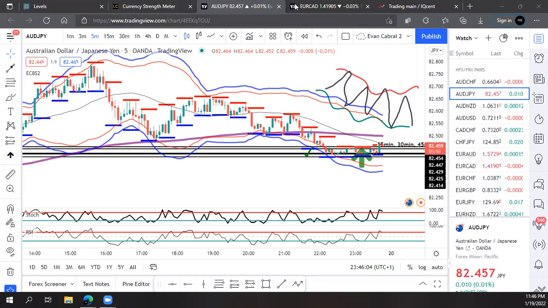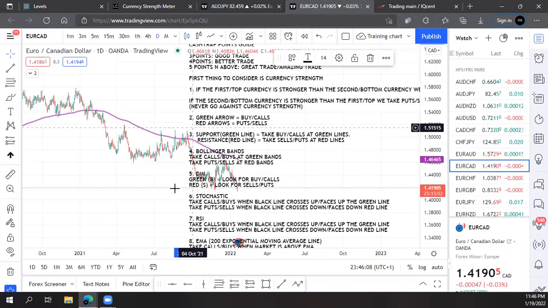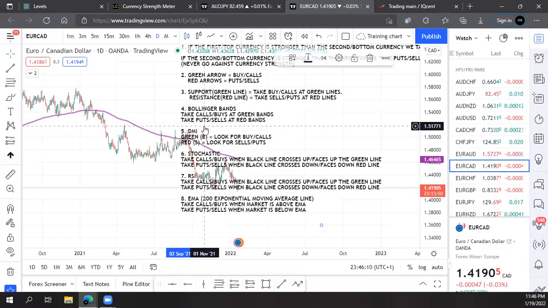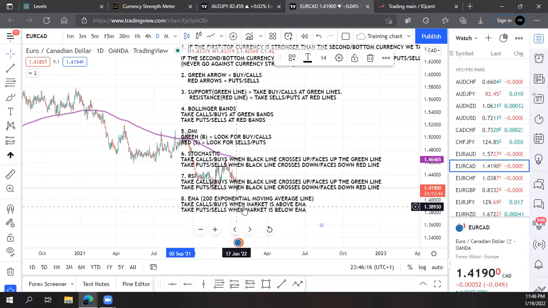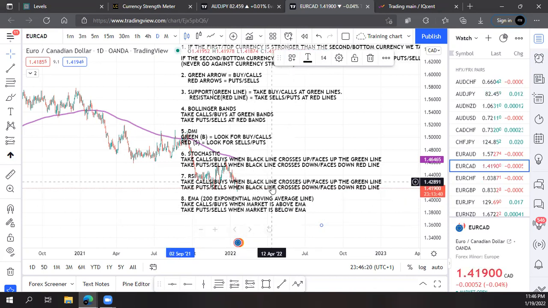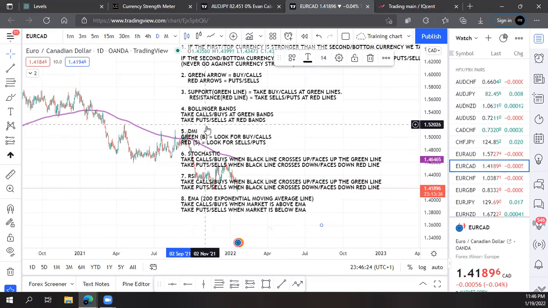confirmations. Remember what I said. All these things are just confirmations. If you look at number 8, it is also a confirmation, an extra confirmation. Take calls or buys when the market is above the EMA. Take puts or sells when the market is below the EMA. All these things are confirmations. These are 8 points to look out for.